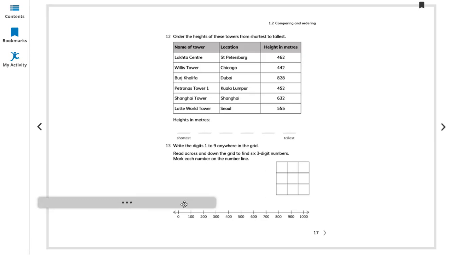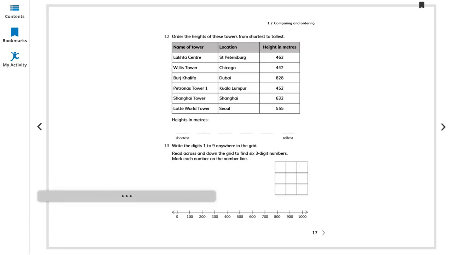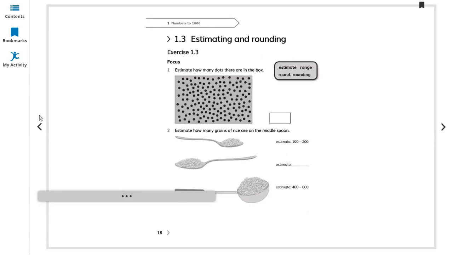Question 13. Write the digits 1 to 9 anywhere in the grid. Any number. So we can make it in any two colors. This color, this color, this one, and this one, sorry. So row and column, we need to finish it using 1 to 9 different numbers. And after this, these numbers need to be shown on the lines as I did in the previous pages of the math book. So after this, the next page, 1.3, the next lesson in the next video. So take care. Bye bye.